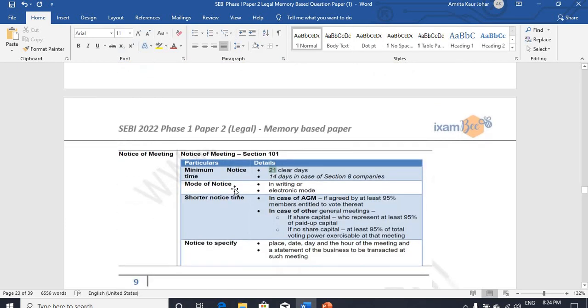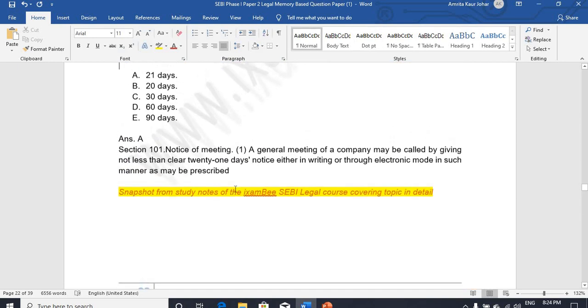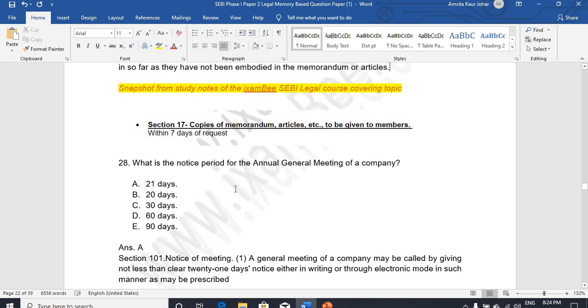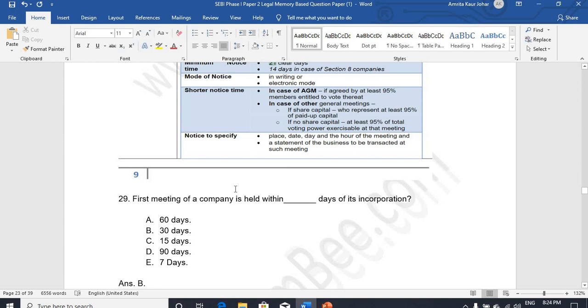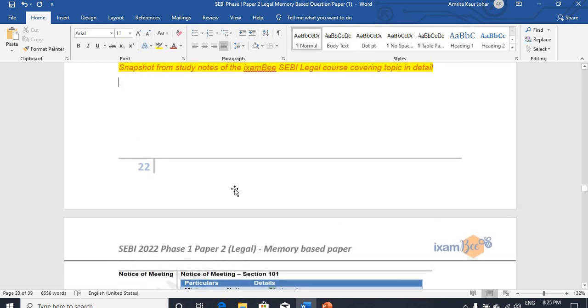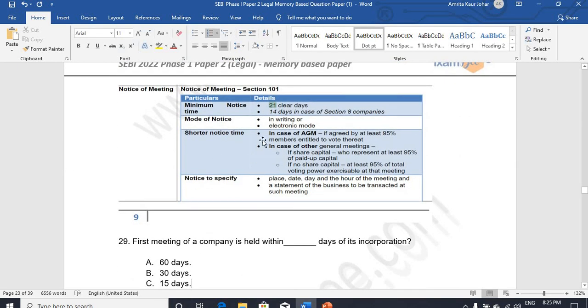What is the notice period for annual general meeting? Another expected area from Companies Act. Notice period is covered under section 101, and the answer is A, that is 21 days. Covered under ixamBee material in a tabular format, very easy to understand as well as revise.